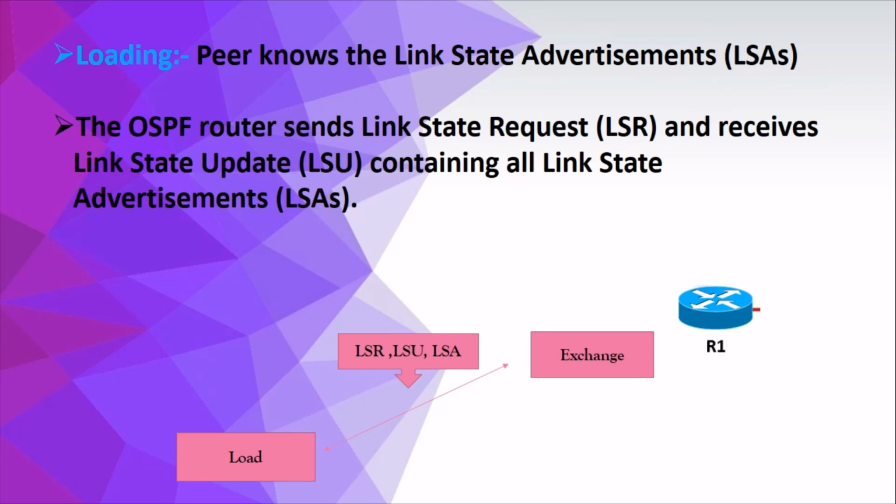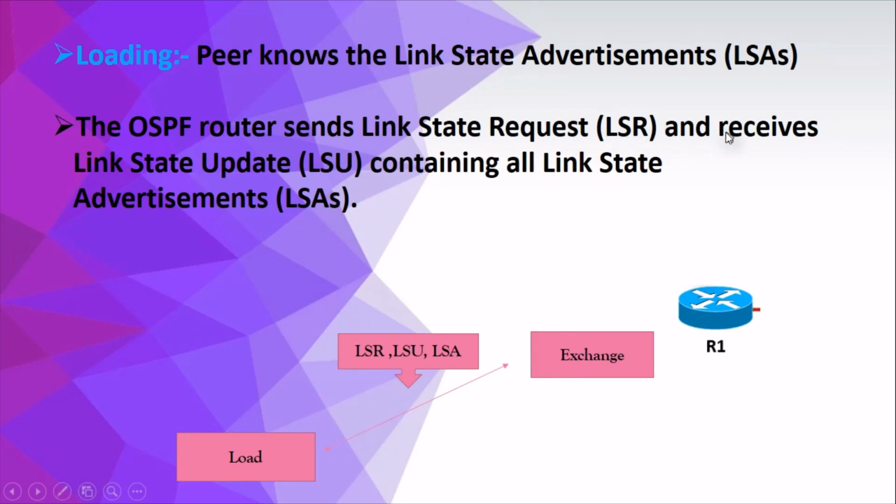In the loading state, what happens is, suppose router 1 has 10 pieces of information and router 2 has only 9, just assume. Router 2 will request, saying my router is missing some information, can you send me the updated one? How it requests is with a link state request, asking to send the updated information.